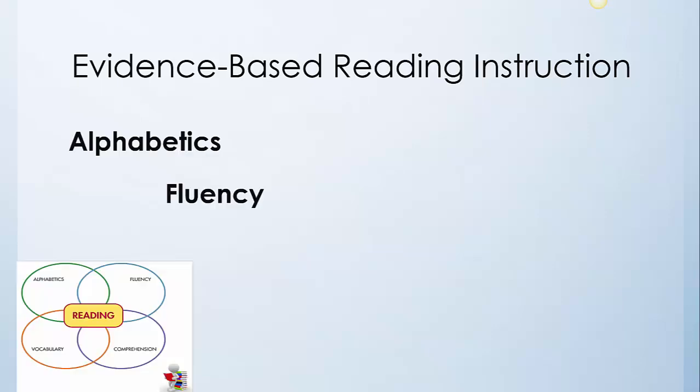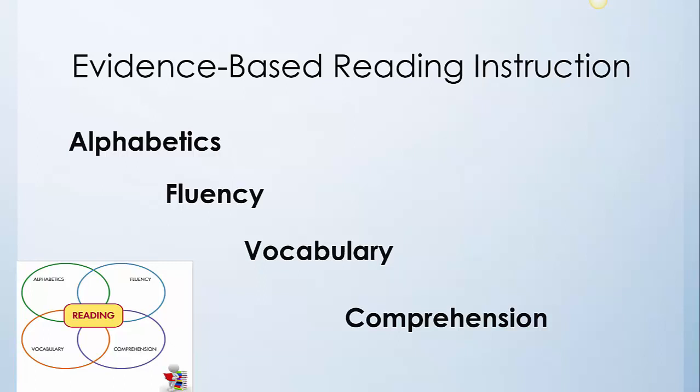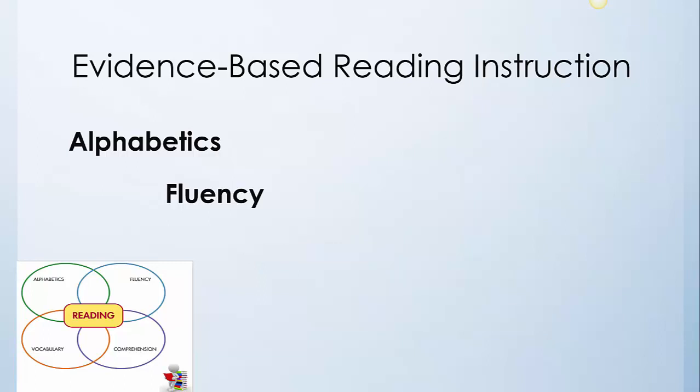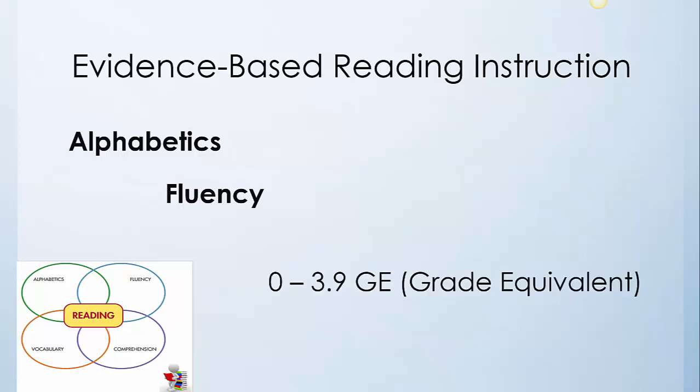You have learned in your EBRI, Evidence-Based Reading Instruction Overview, that of the four essential components of reading, alphabetics, fluency, vocabulary, and comprehension, alphabetics and fluency are the most important for the 0 to 3.9 grade equivalent adult learner. These are the print-based as opposed to meaning-based skills so crucial for the beginning reader to acquire in order to begin to get meaning from text. This course will focus on alphabetics.